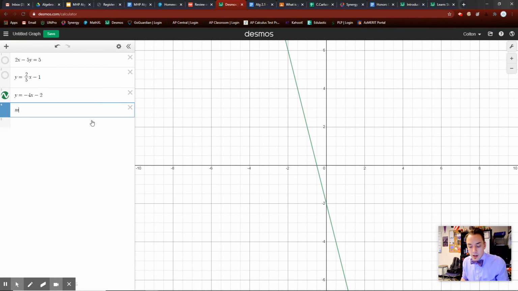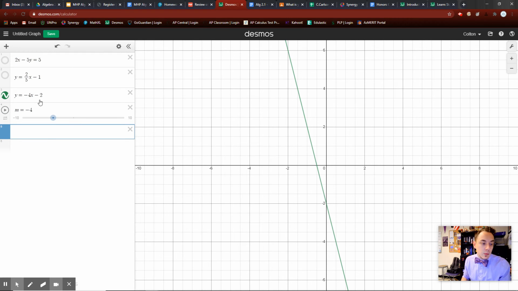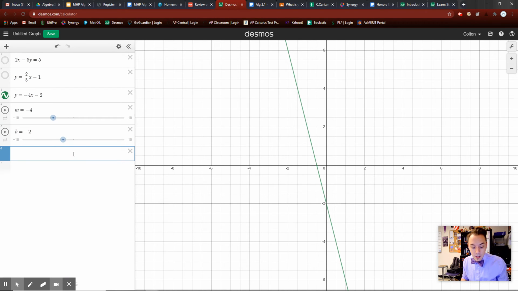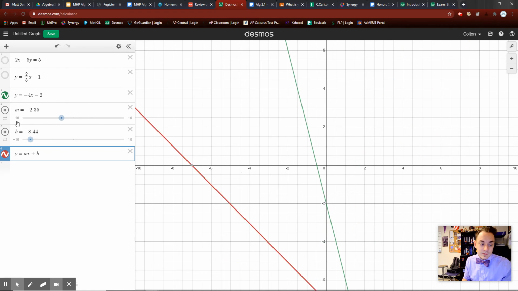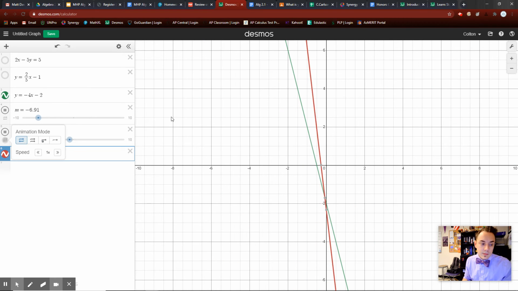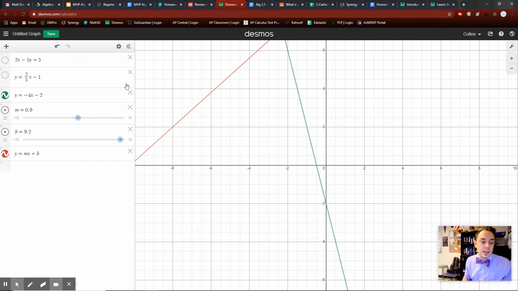What's my slope here? Well, m is going to be negative 4. And then here we have negative 2 is your b. So b is going to be negative 2 here. Remember, we have y equals mx plus b. Notice how this line is now the same. And I can play it, and it can move. Okay. That's cool. I'm going to stop that.